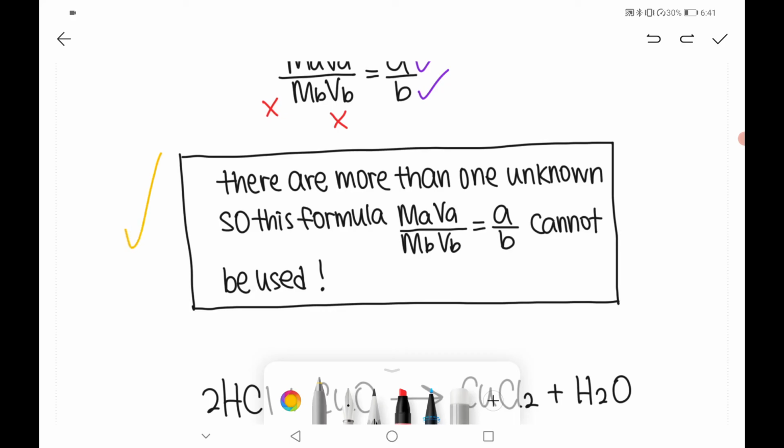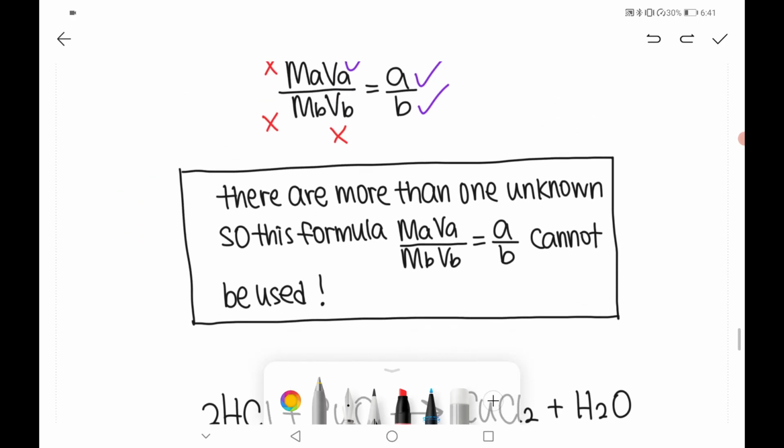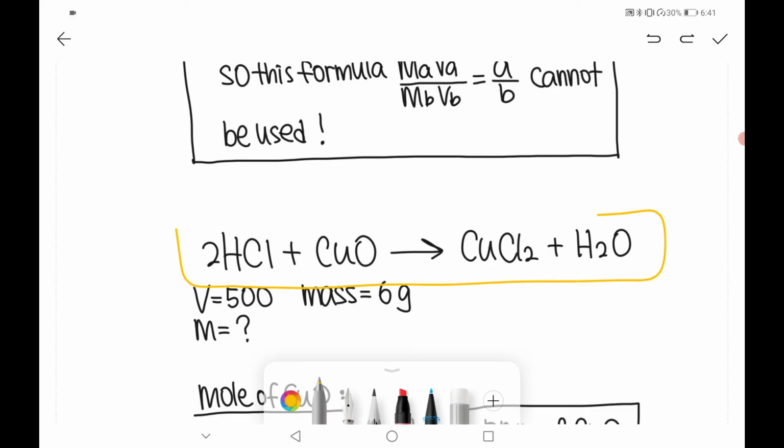Since we cannot use this formula, what should we do? We copy the equation again, we put in all the information. We go for the traditional method that we learned before. What do we mean by traditional method? In chemistry, when you are given a calculation question and you don't even know how to start, always find the mole first.